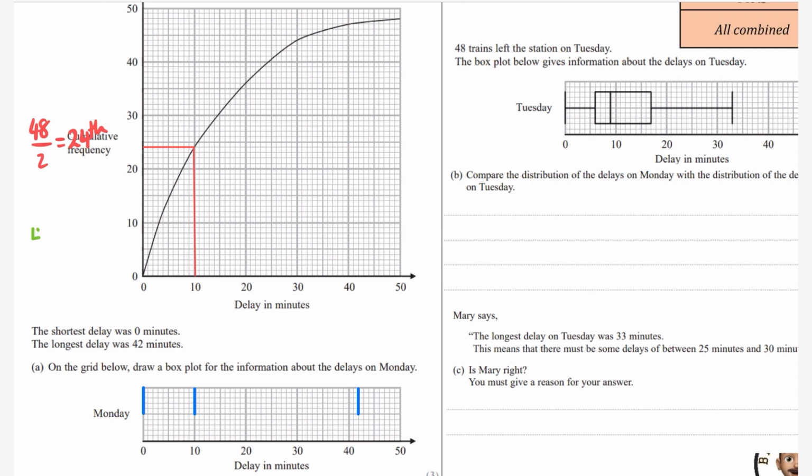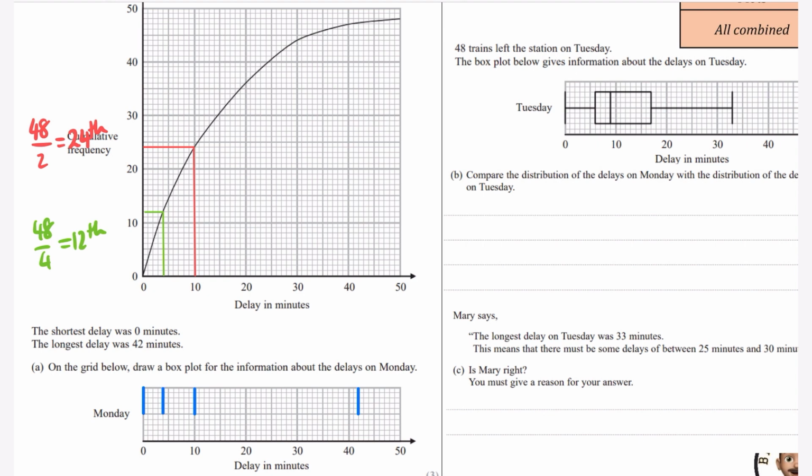The lower quartile would be if I did 48 divided by 4, which would give me the 12th value. And the 12th value, when I read across on this graph, is going to be here. And that comes down straight away like this, which is going to be 4. And again, you can just see it's going to flow straight down into the diagram because they've got the same axes. So that's going to be 4 for this part.